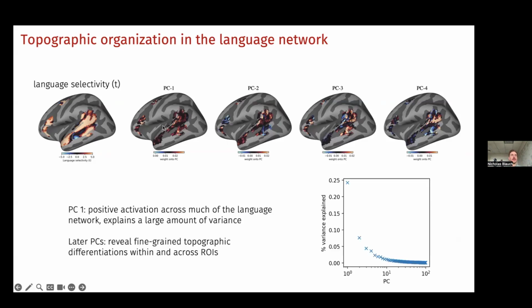And in terms of the variance that these components explain, we found that the first component, which is basically strictly positive, explains a large amount of the variance, and the later principal components revealed more fine-grained differentiation. So you'll see that they're made up of positive and negative weightings, and they explain much less variance than the first component, but still cumulatively a lot of variance. So it seems like there's some topographic variability, even if we're not able to label it yet. There seems to be something going on there.